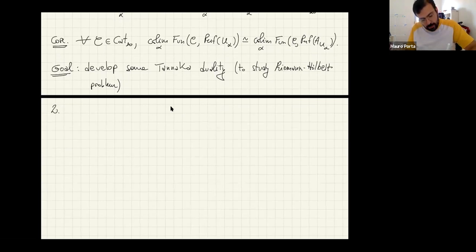So this comes from geometric representation theory, and more precisely, algebras.